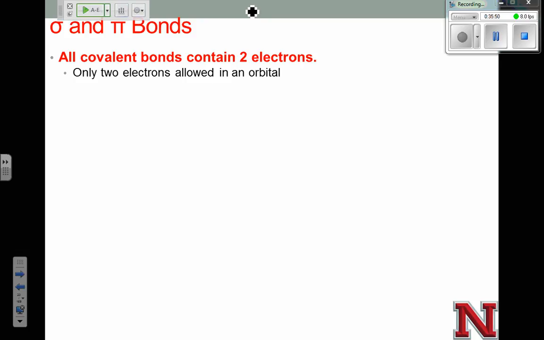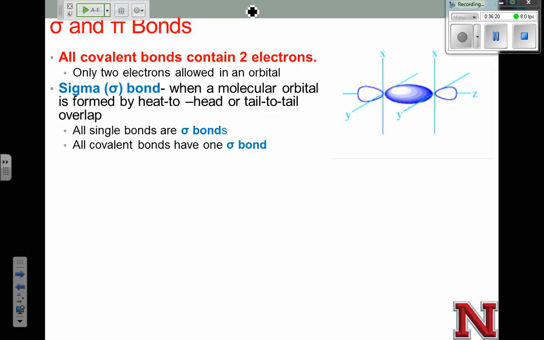Now, that brings us to our types of bonding. We have two types of bonding. First off, all covalent bonds contain 2 electrons. It's very important: only 2 electrons are allowed in an orbital. See? Each orbital, even the degenerate orbitals, each only have 2. So only 2 electrons per bond. So we can have a sigma bond, where our molecular orbital is formed by a head-to-head or tail-to-tail overlap.